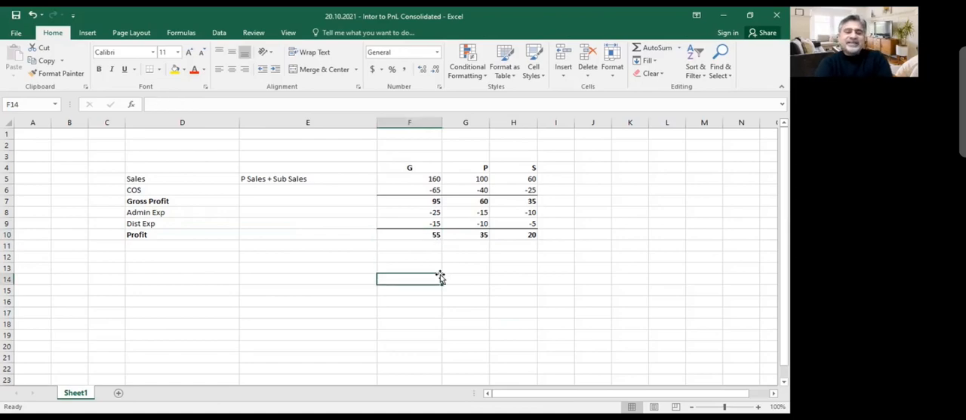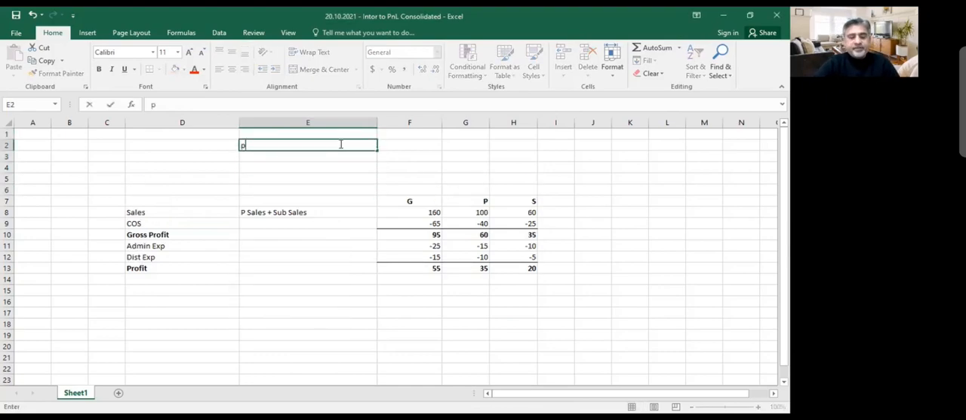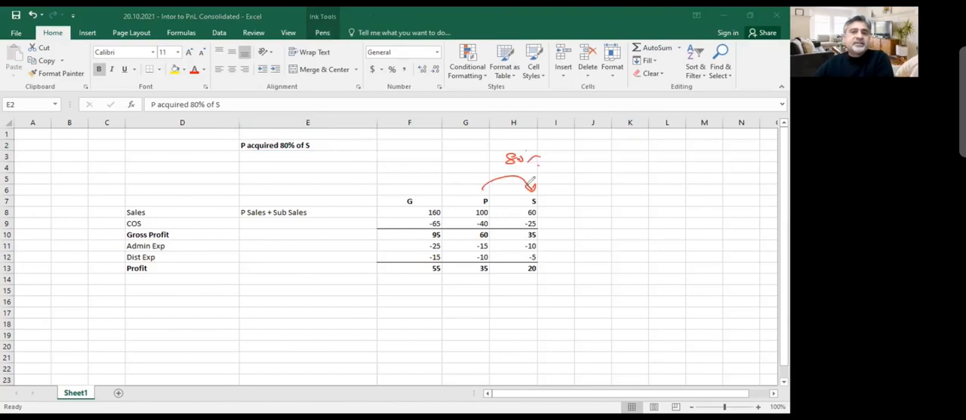But life would not be so easy because there would be some different situations as well. Let me start with some rules you should remember. For example, we say that P acquired 80% of S. This is the first thing. So if P acquired 80% of S, which means P does not own 100% of S, P only owns 80% of S. So what should you do?